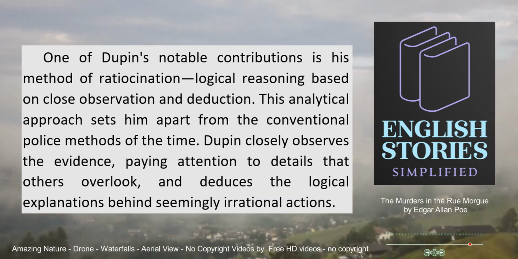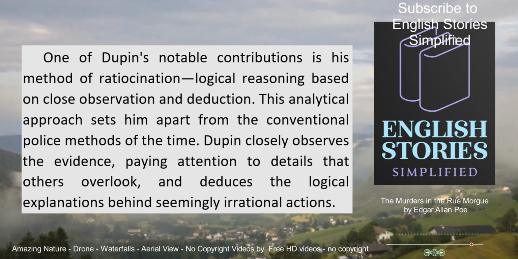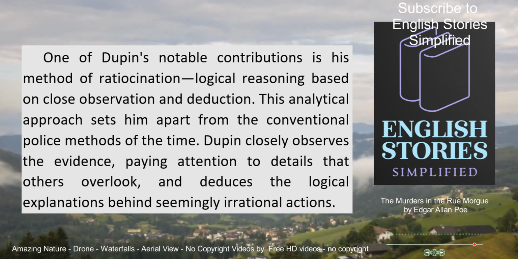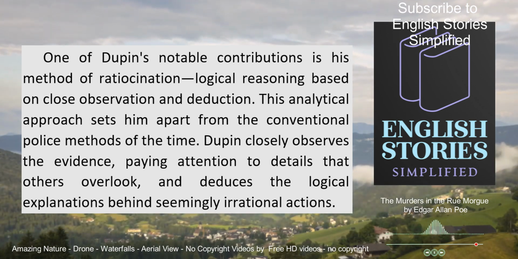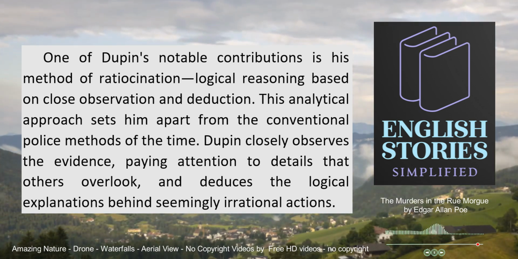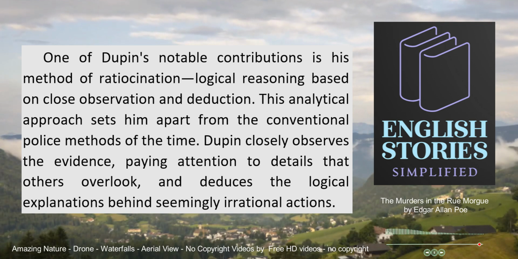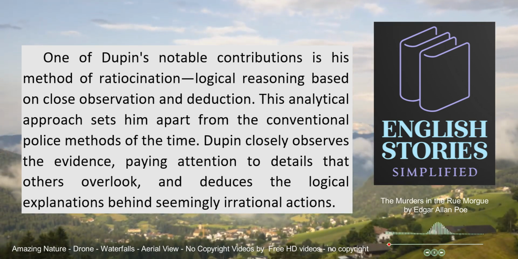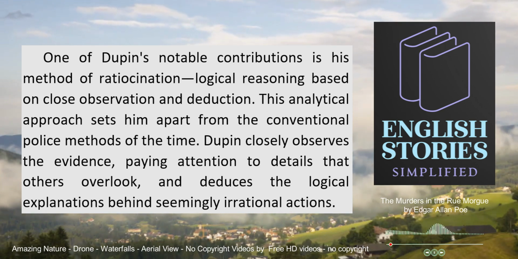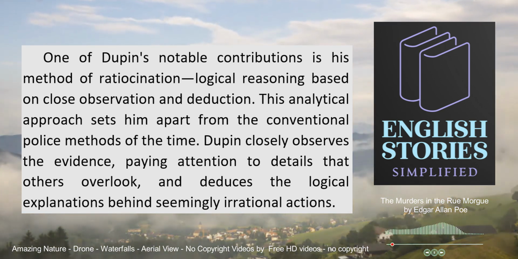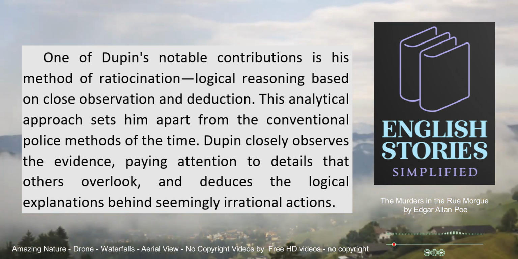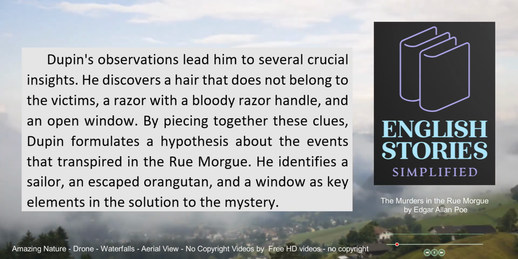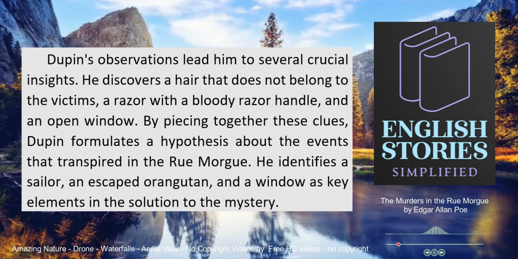One of Dupin's notable contributions is his method of ratiocination, logical reasoning based on close observation and deduction. This analytical approach sets him apart from the conventional police methods of the time. Dupin closely observes the evidence, paying attention to details that others overlook, and deduces the logical explanations behind seemingly irrational actions. Dupin's observations lead him to several crucial insights.